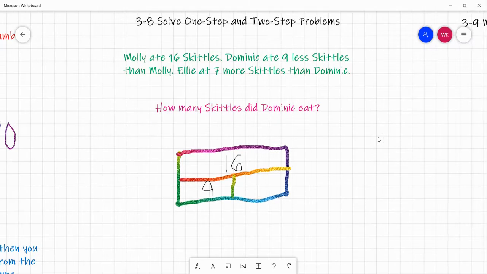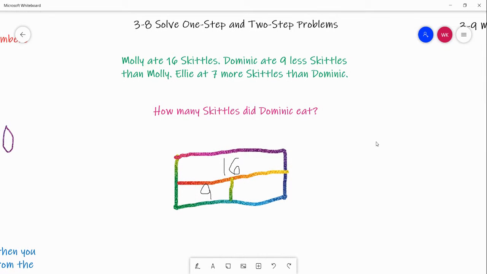This is my problem that we are going to be working on today. It says, Molly ate 16 Skittles. Dominic ate 9 less Skittles than Molly. Ellie ate 7 more Skittles than Dominic. Ooh, that's a lot. Let's go ahead and break this story problem apart.